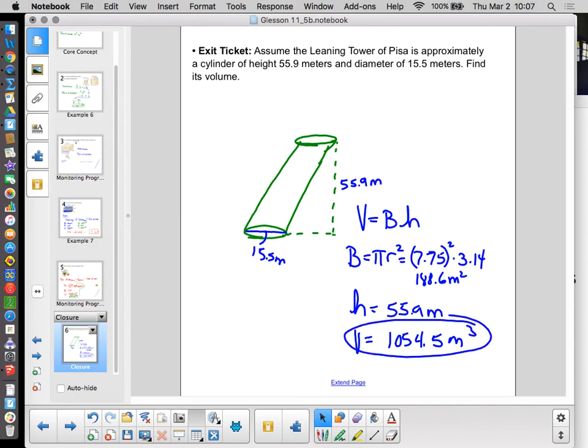So again, finding the volume of a prism or a cylinder, same basic idea, same formula, base area times height, even though technically a cylinder is not a prism because it has curved sides. All right, that's our lesson for today, and we'll see you in class.